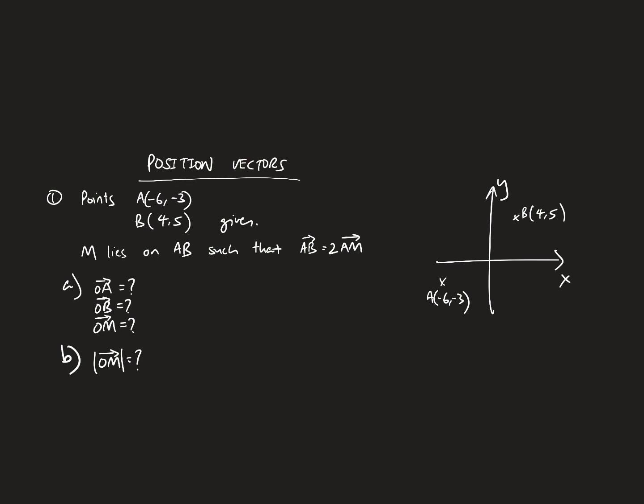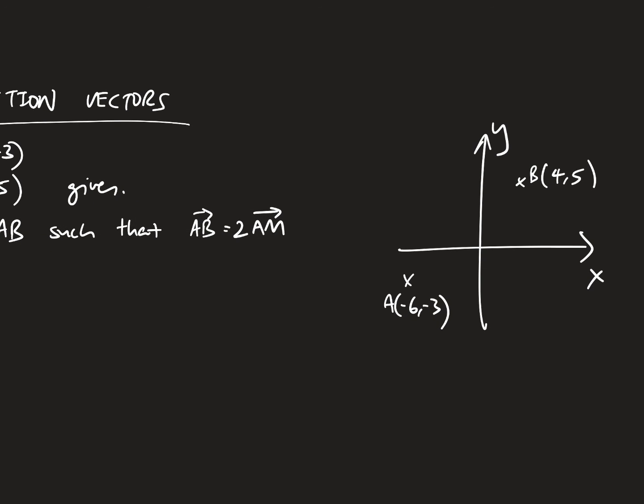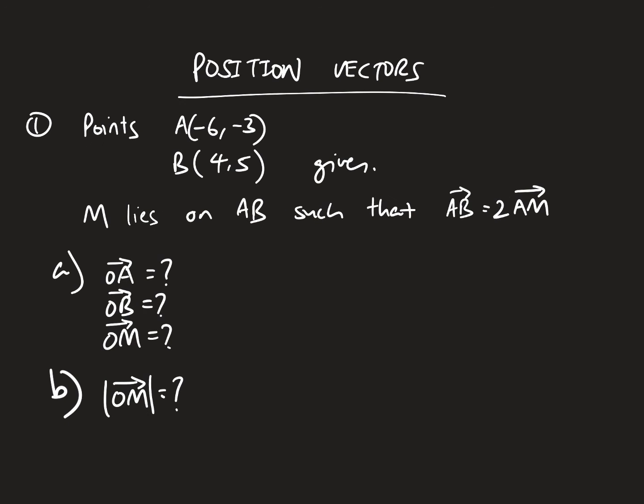Now I can see question part A, OA, OB, we don't talk about M yet. So let me solve them first. What is OA? OA is from the origin, which we know is 0, 0, and we want to get to A. That is simply -6 in the x direction, -3 in the y direction. It's really just those coordinates, but you make it into a vector. So immediately we can say OA is equal to -6, -3. Even if you don't draw to visualize, once you are used to position vectors, you know how to immediately use those numbers.